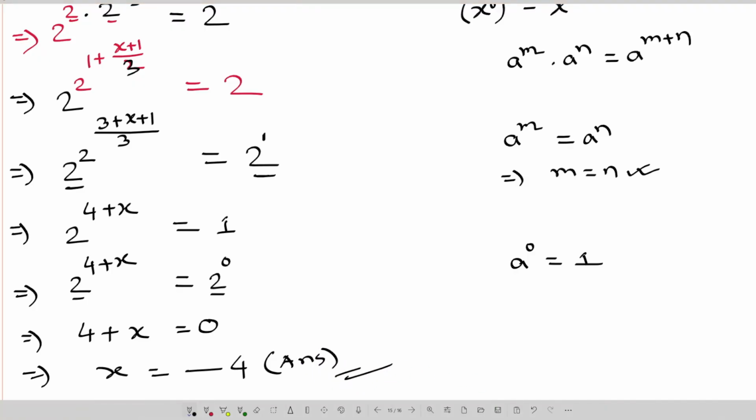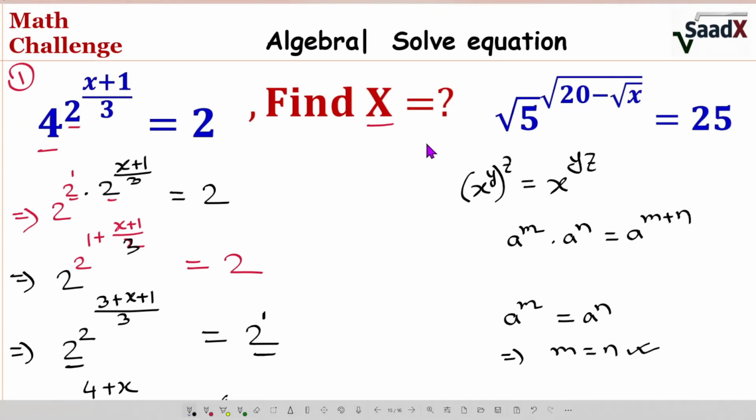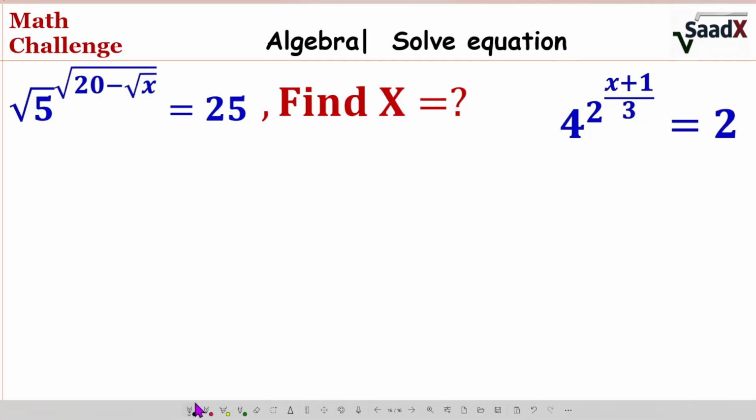This is a very important math. So first math done, now we will start the second math. The question is root 5 to the power (root 20 minus root x) equals 25.